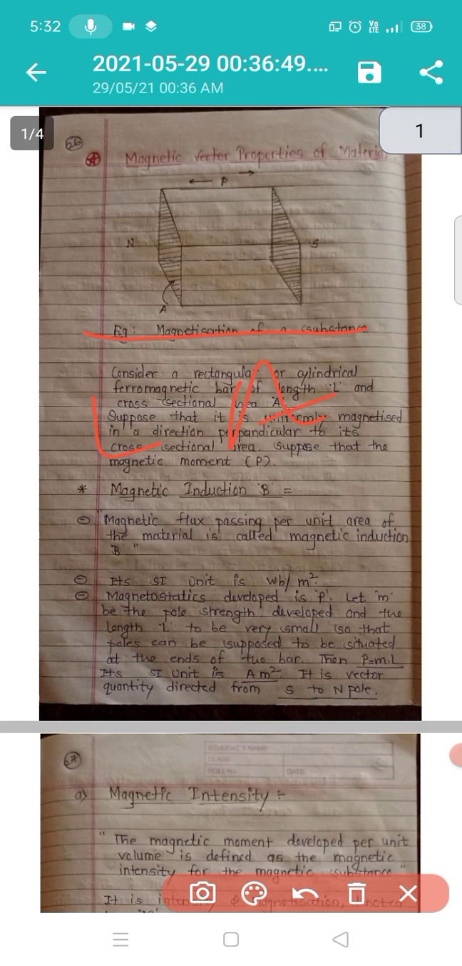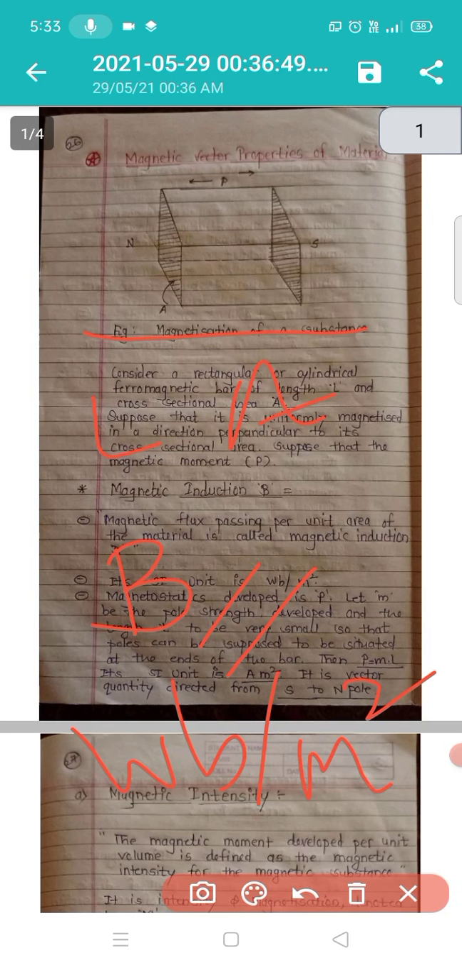Magnetic flux passing per unit area of the material is called the magnetic induction, and it is denoted by the letter B. The SI unit of magnetic induction is Weber per meter square.